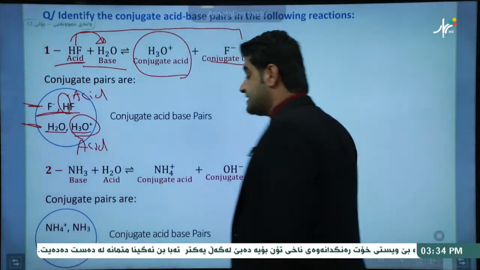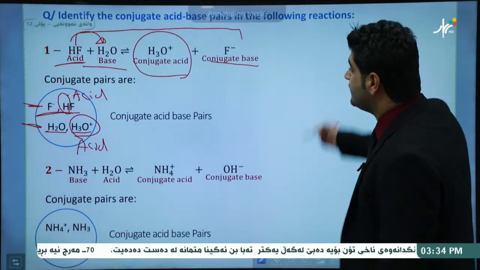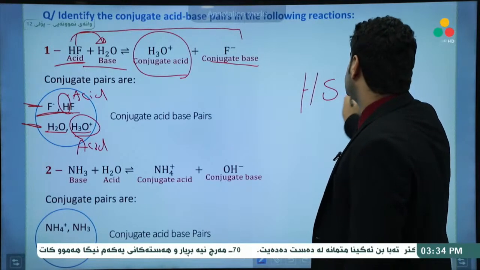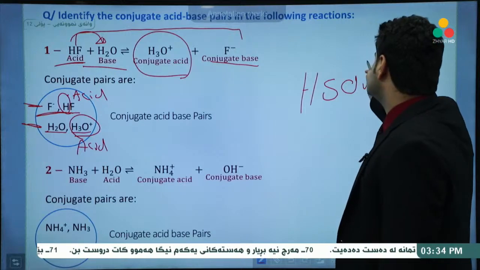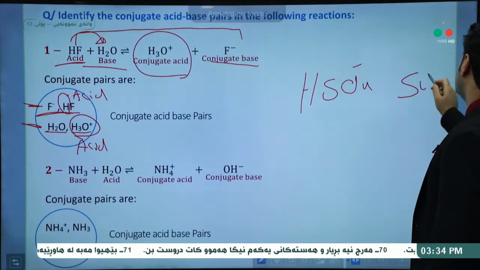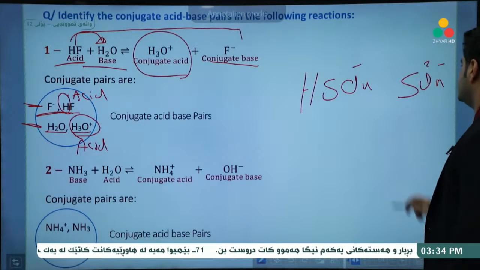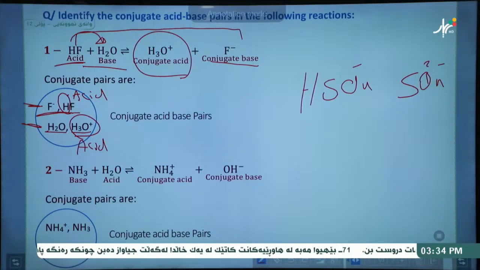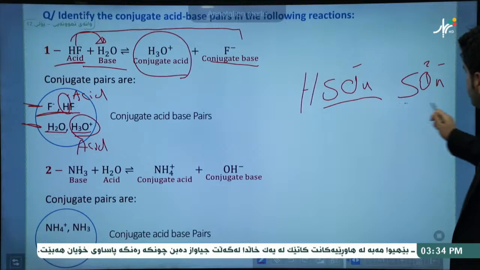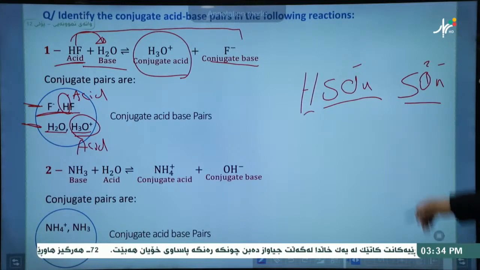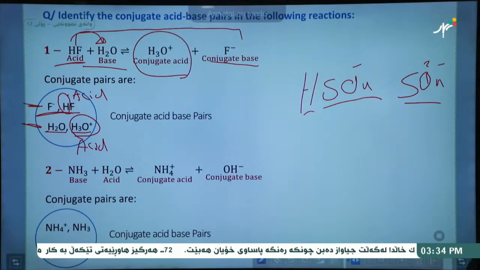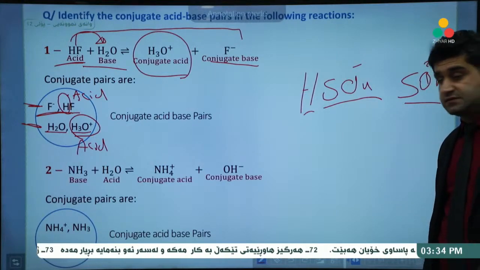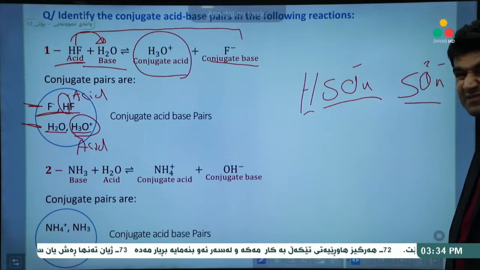Now, how can we recognize acid and base from the pairs? For example, we have this pair: HSO4 negative 1, and SO4 negative 2. Are they a pair or not? Look, SO4 and SO4, one with a hydrogen and one without. They are different from each other only by one hydrogen atom. So they are a conjugate acid-base pair.